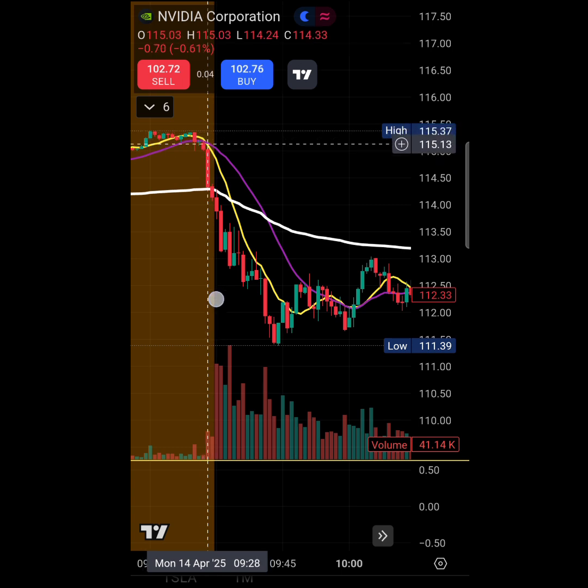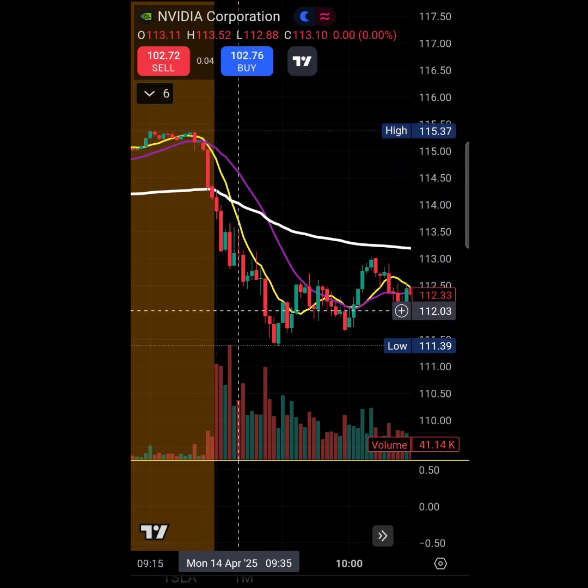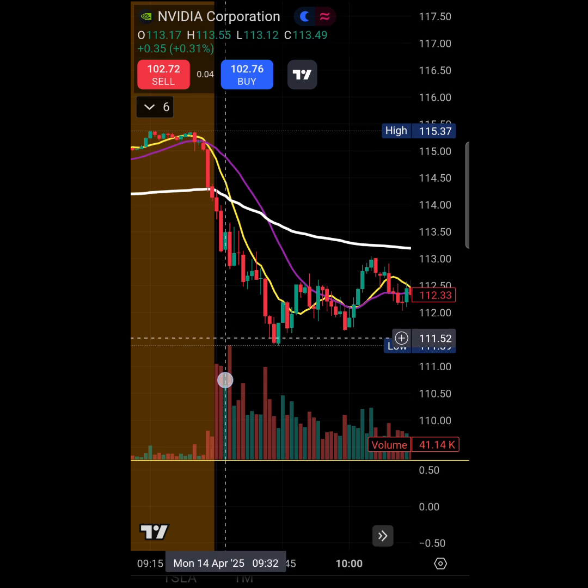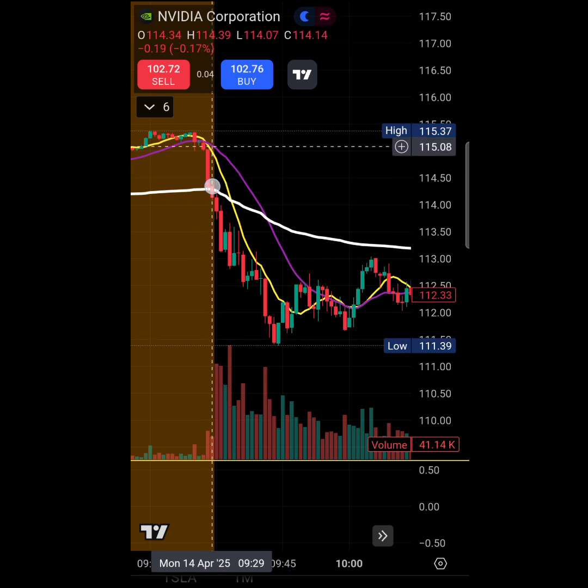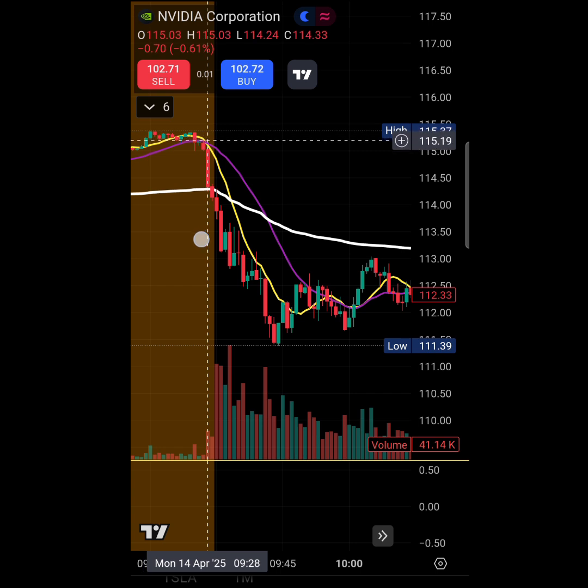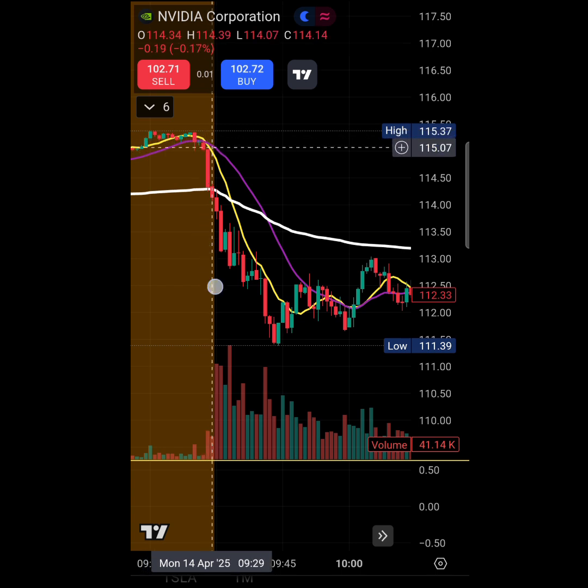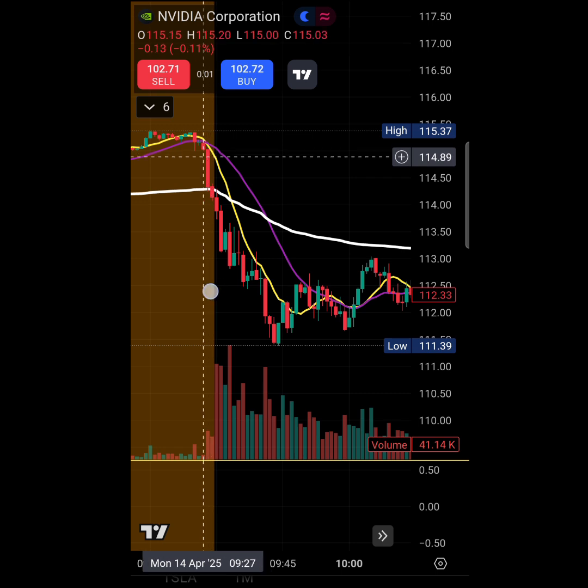The higher price point you can get in, by the time it goes all the way back down, you can sell out and make a great gain. So the 9 EMA already crossed the 21 and everything's heading down literally 1 to 2 minutes before the bell opens at New York Stock Exchange.